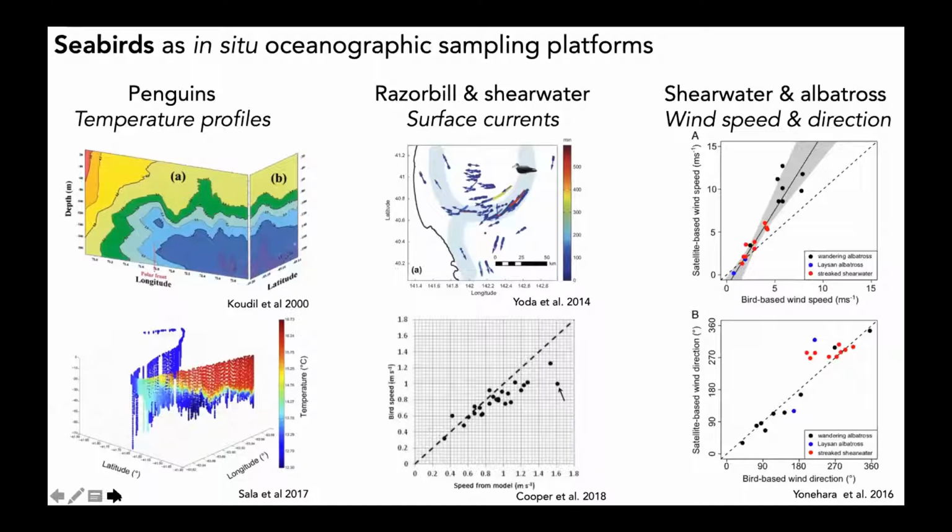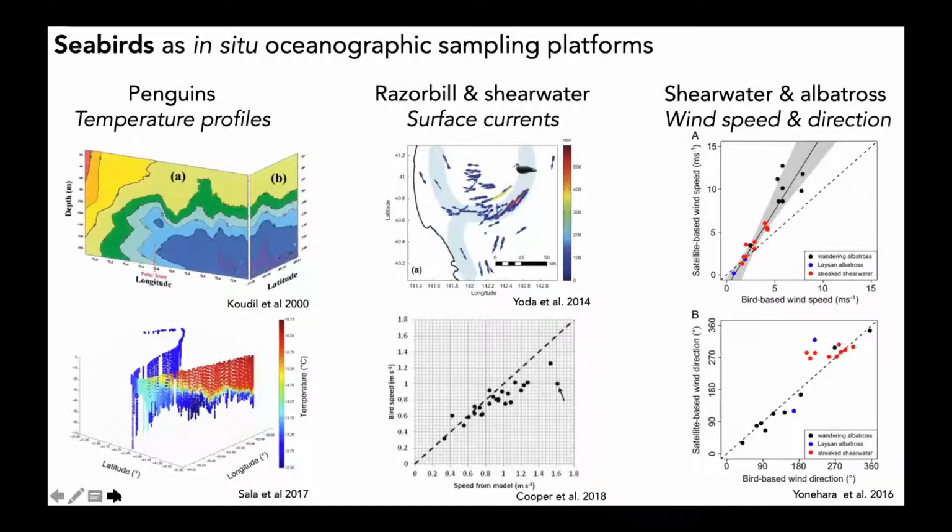And then finally, a really creative example, I think: disentangling wind speed and direction from the stereotypical dynamic soaring paths of shearwaters and albatross. That's not something that we're planning on doing with cormorants, of course, but it's a really interesting way of pulling environmental data from biologging data.